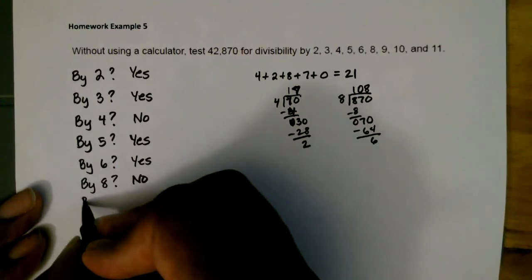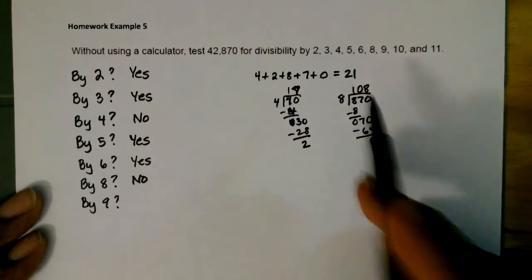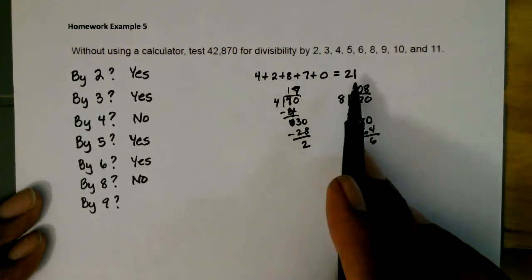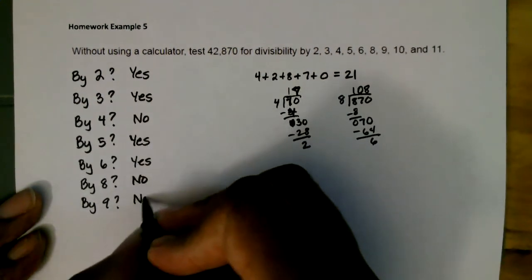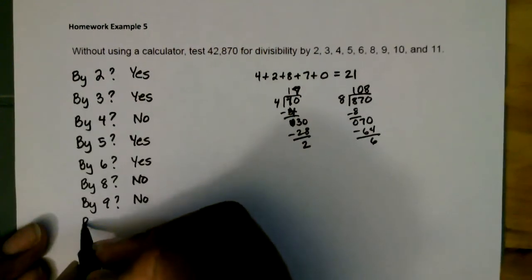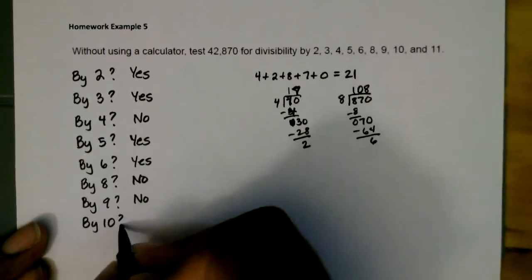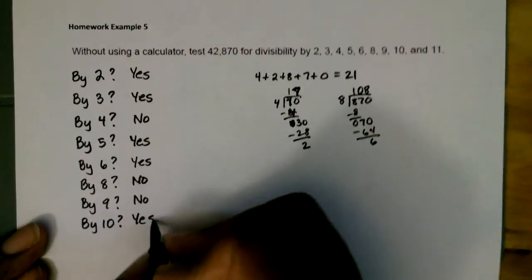Let's see, by 9. Now in this case here, I got the sum of the digits here. That's 21. 21 is not divisible by 9. So that means 42,870 is not divisible by 9. So this is an example where it's divisible by 3, but not necessarily going to be divisible by 9. How about by 10? Ends in 0, so it is divisible by 10.